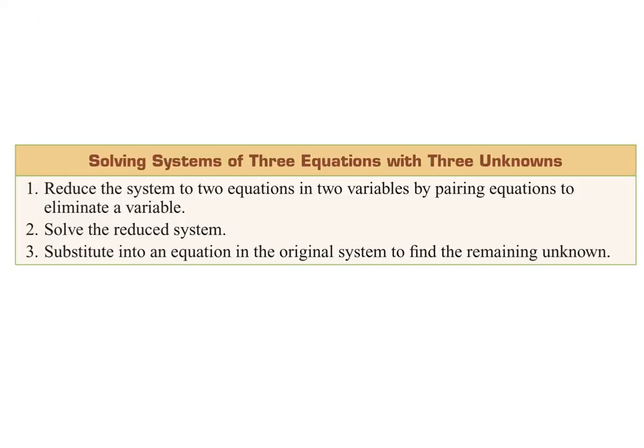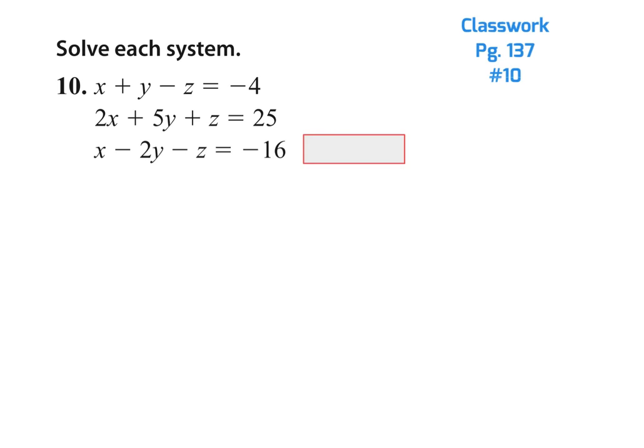So here's your systems. Reduce the systems to 2 variables, solve that, and then just substitute back. All right? Try this one, and then we're going to work on test review.